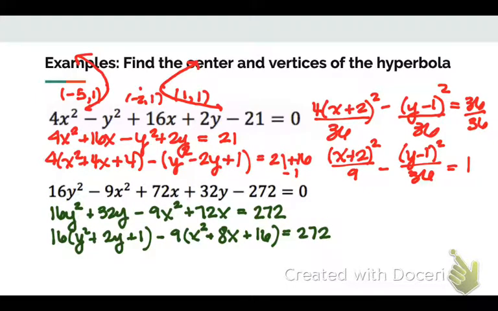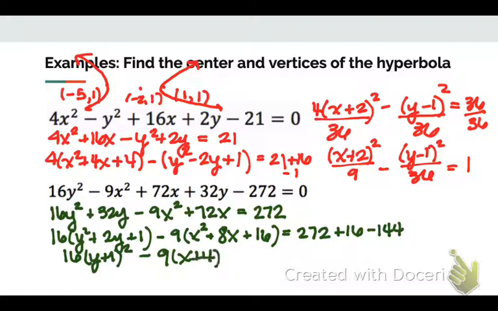272. So again, we're going to have to add something to both sides of this equation in order to keep this balanced. So 16 times 1 is 16, negative 9 times 16 is 144, but that's a negative, so I need to make sure that we keep that and subtract. So 16 (y plus 1) quantity squared minus 9 (x plus 4) quantity squared is going to be equal to 272 plus 16 minus 144, which is 144.